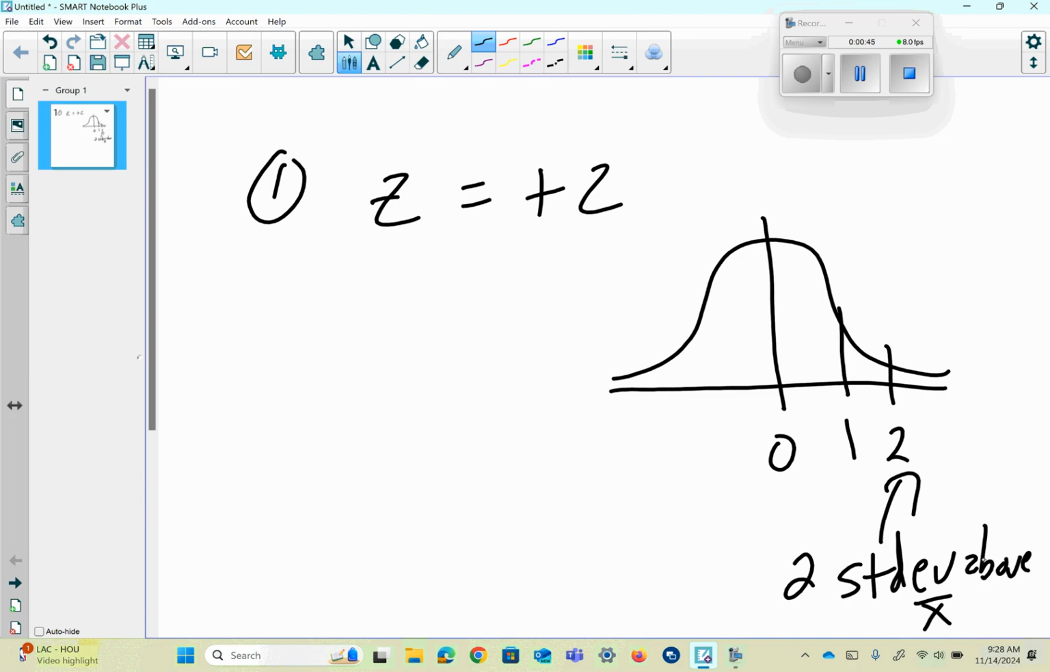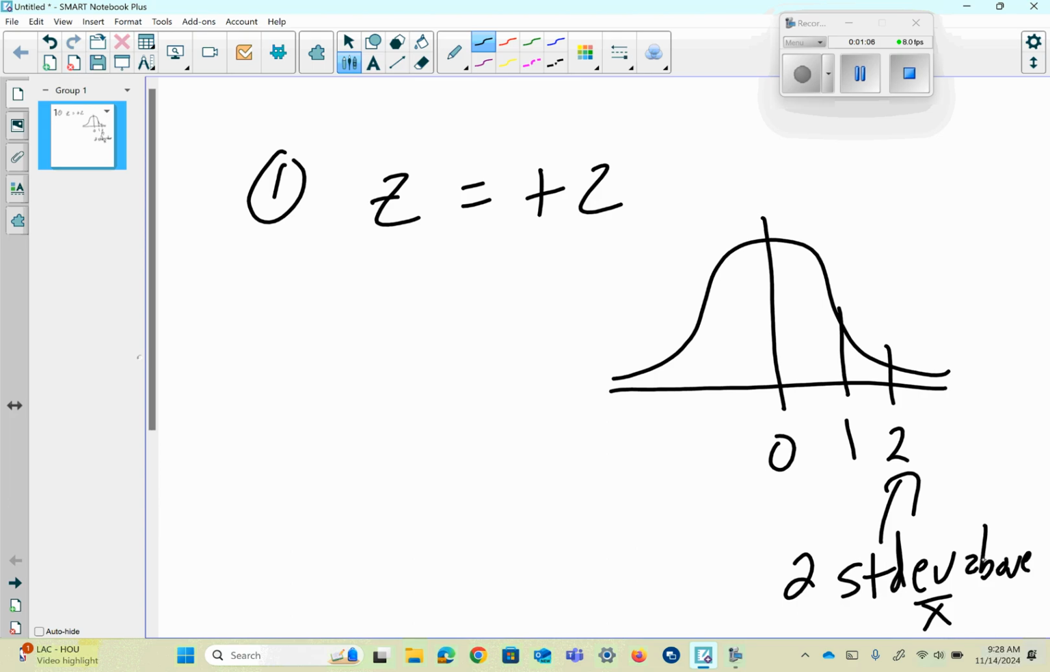So that could be good or bad depending upon how you calculate your stuff. If you're 2 standard deviations above on a 50-yard dash, you're a little bit slower than a few people.